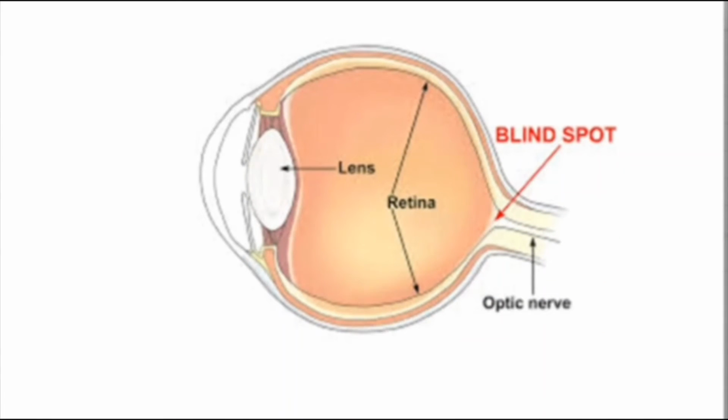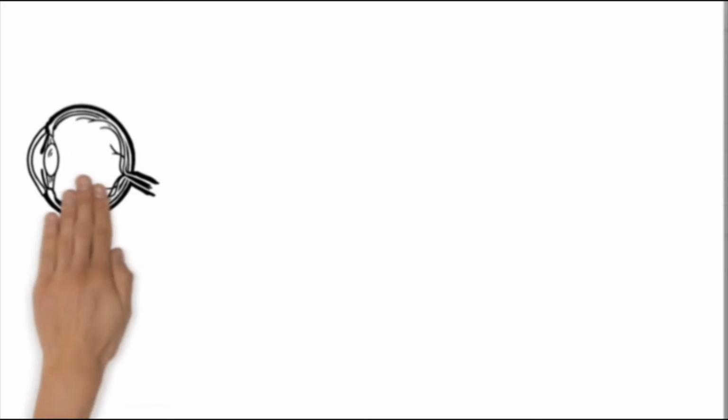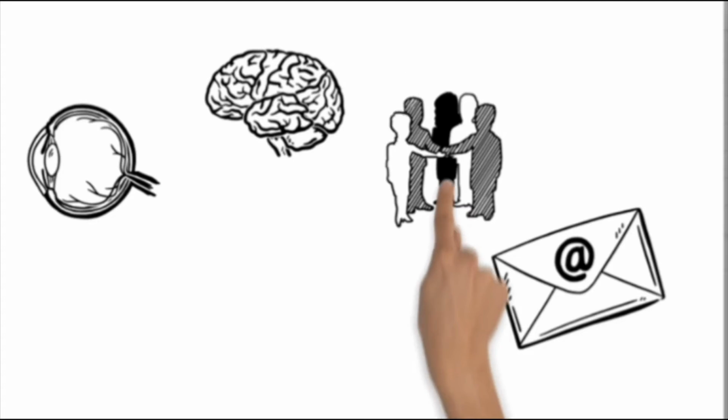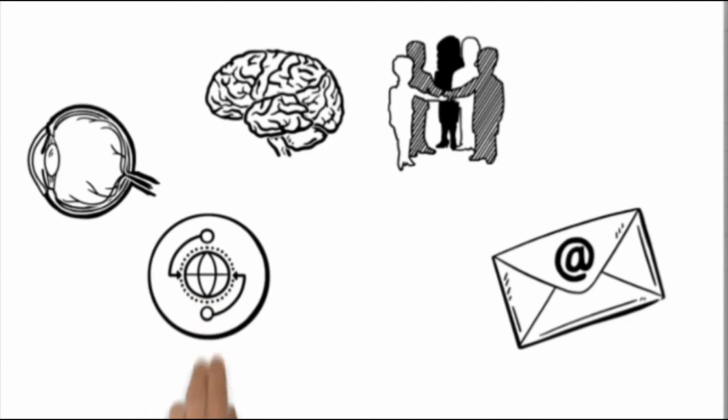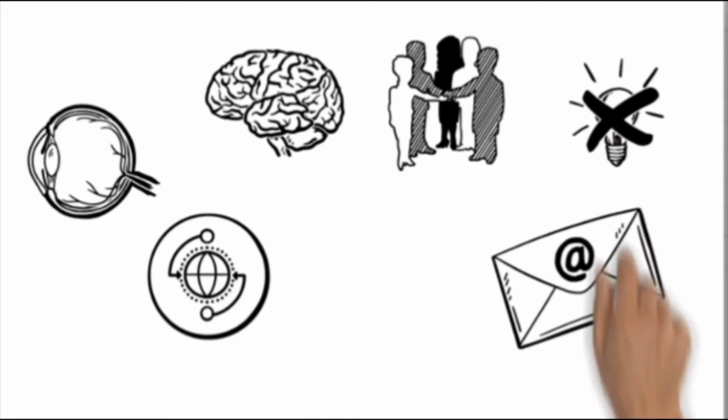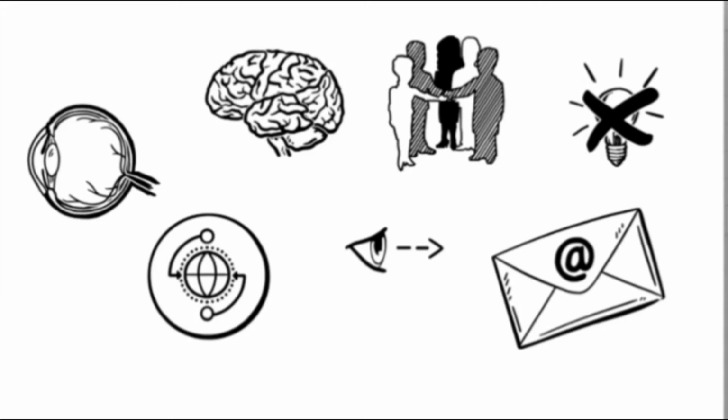Blind spot. Your retina is made up of light-sensitive cells which send messages to your brain about what you see. Everyone has a spot in their retina where the optic nerve connects. In this area there are no light-sensitive cells, so this part of your retina can't see. We call this the blind spot.